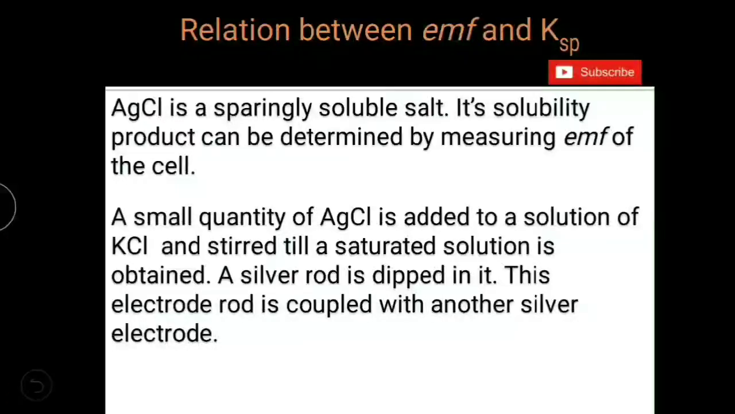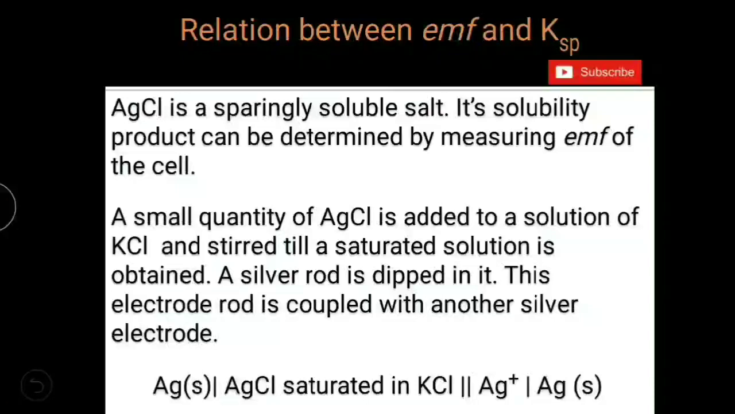Its cell representation can be like this if the silver rod dipped in the sparingly soluble salt AgCl is taken as anode and the silver rod dipped in a solution of Ag plus ions is taken as cathode. Because in cell representation, the half cell present at the left side is anode, and the half cell present at the right side is cathode. So the silver rod dipped in AgCl is anode, and the silver rod dipped in a solution of Ag plus ions is cathode.